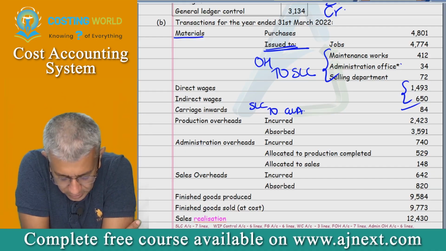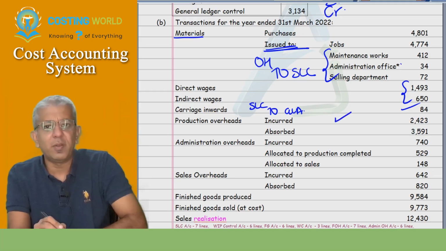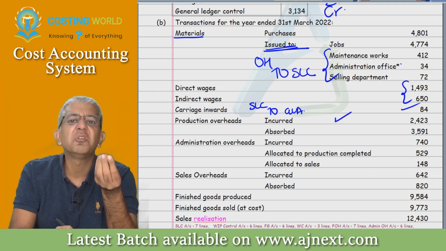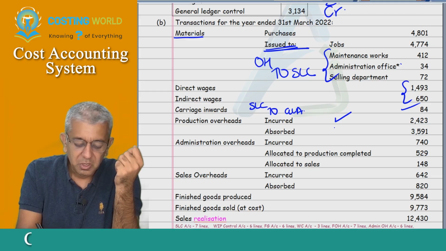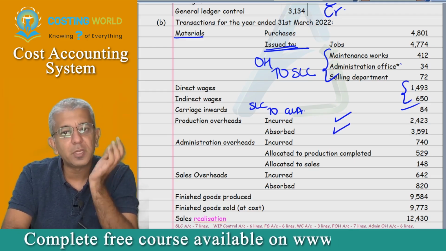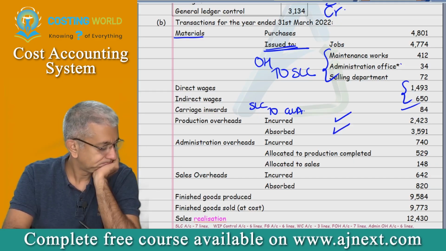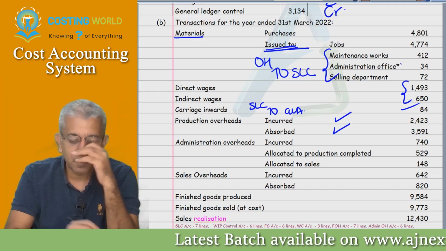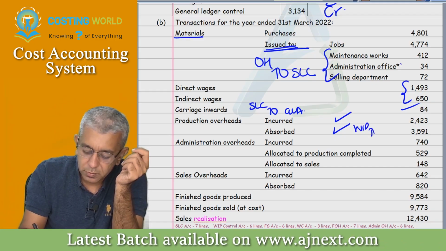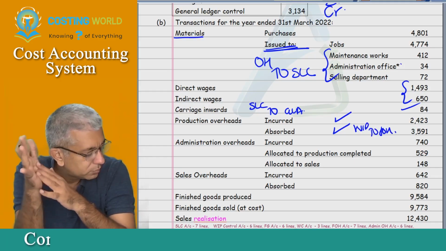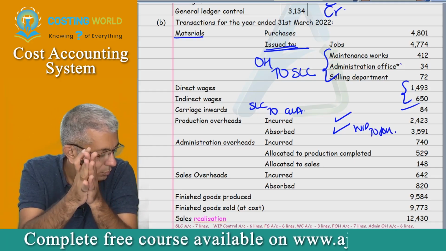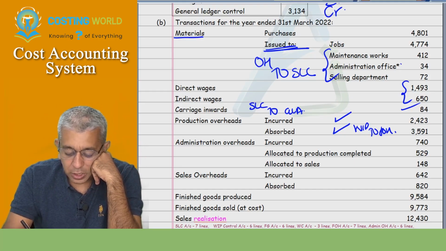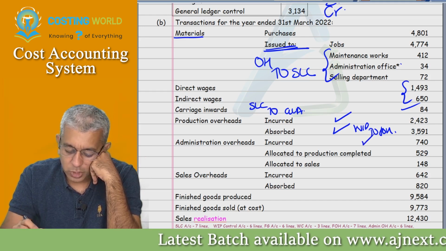Okay. Further, production overheads incurred. Can you say entry will be FOH to GLA? Okay. Factory overheads absorbed. Tell me the entry, please. WIP account debit to FOH account. Further, administration overheads incurred. Can we say entry will be administration account debit to GLA?